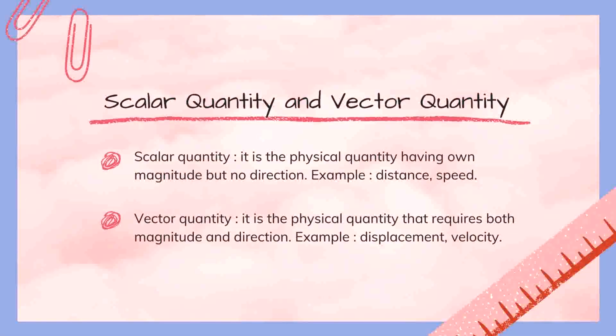This is the differences about scalar quantity and vector quantity. Scalar quantity, it is the physical quantities having own magnitude but no direction. For example, distance and speed. Next is vector quantity. It is the physical quantity that requires both magnitude and direction. For example, displacement and velocity.